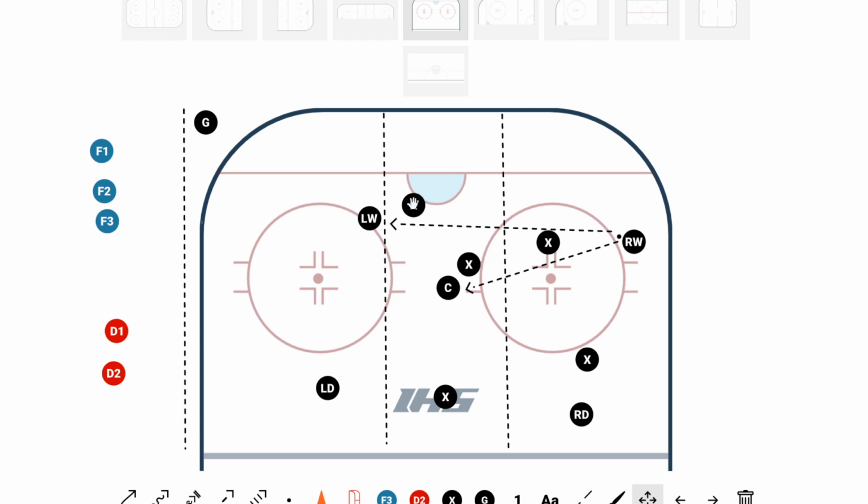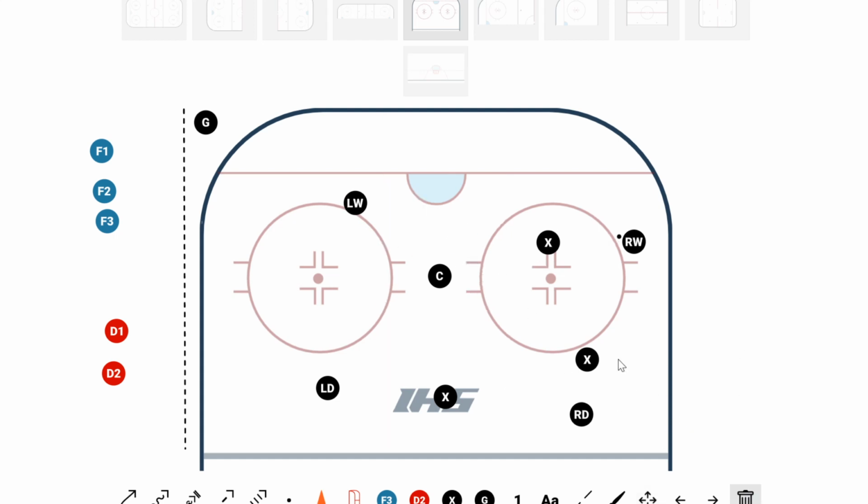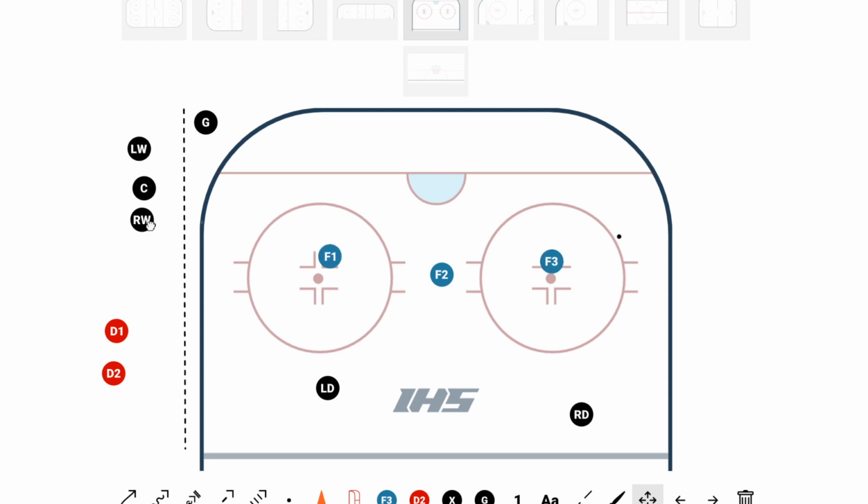So that's really some of the limitations. Where can you go? You can go maybe here, you could go maybe here, but the same issues really arise: your right wing doesn't have a lot of options to pass to. So let's just get rid of these and go back to the notion that you are now forwards that can venture anywhere along the ice.